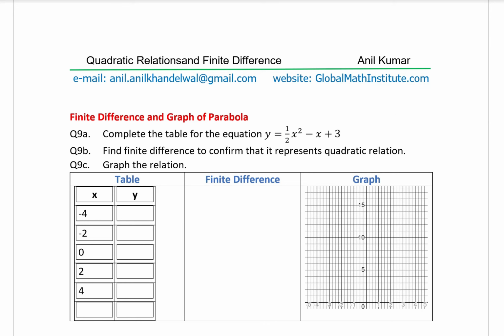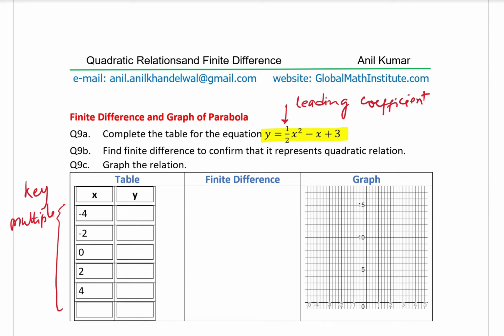Question number 9, which is again similar. So here also you have to practice. Now the key here is that the coefficient, we call this the leading coefficient. Since it is half, do you see the key values taken? They are multiples of 2. So the key values are multiples of 2 for easier calculations.